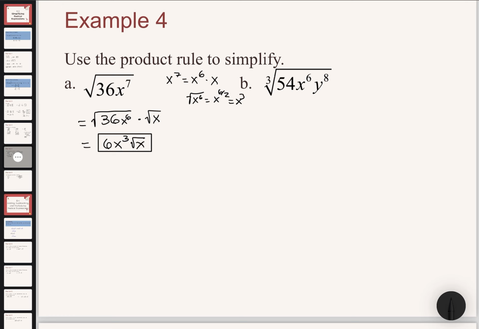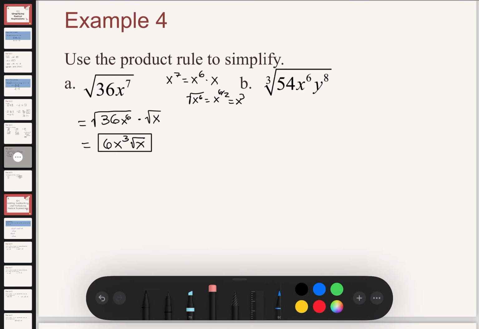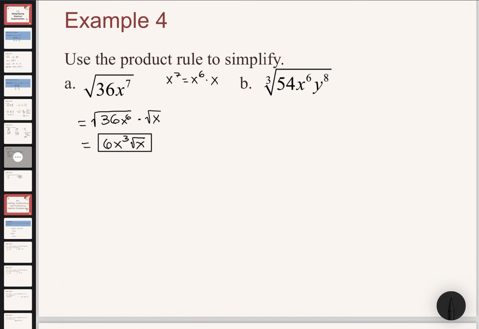All right, let's take a look at B. I'm going to erase some of this so it's not in the way. All right, cube root of 54, x to the 6th, y to the 8th. We want to think along similar lines here. 54, is that a perfect cube? No, but does it have a factor that's a perfect cube?